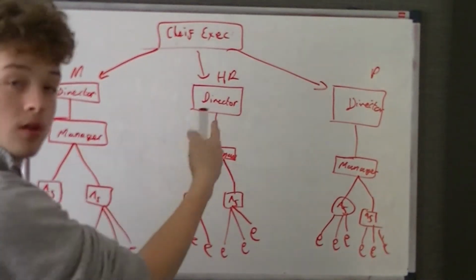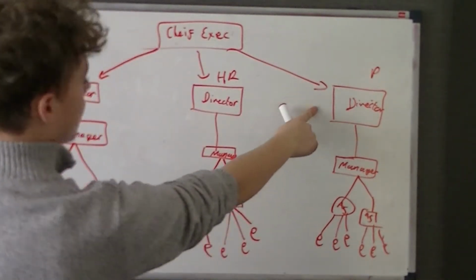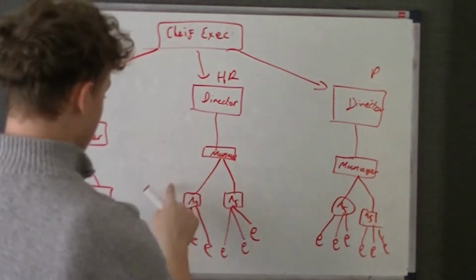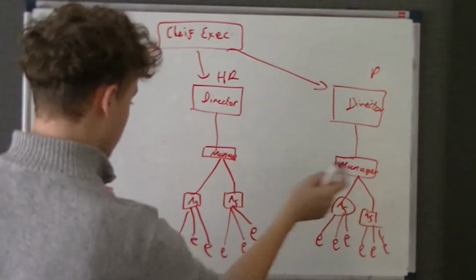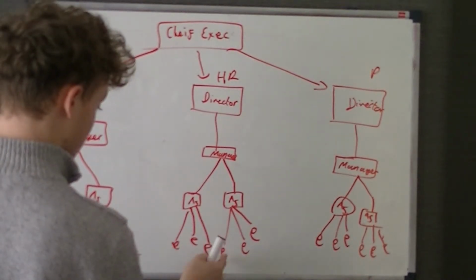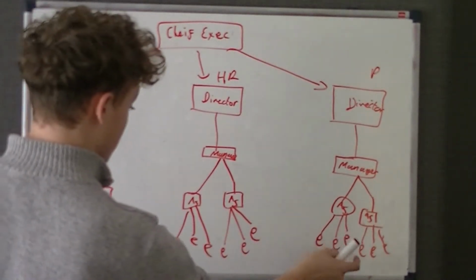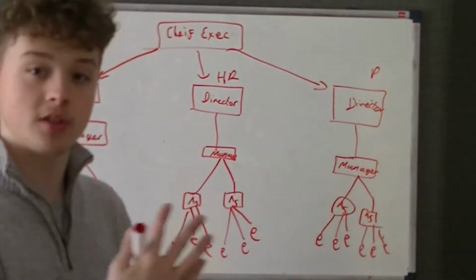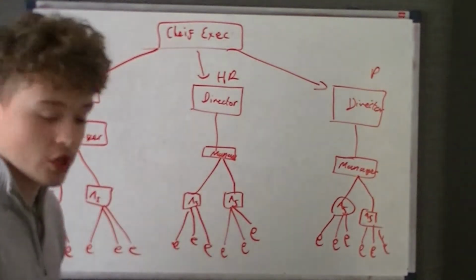Your director over the HR, 3, 4, 5, 6, 7, 8, 9, 10, 11, 12, 13, 14, 15, 16, 17, 18, 19, 20, 21, 22, 23, 24, 25, 26, 27, 28, 29, 30, 31, 32. You're about 32 people in this organisation.